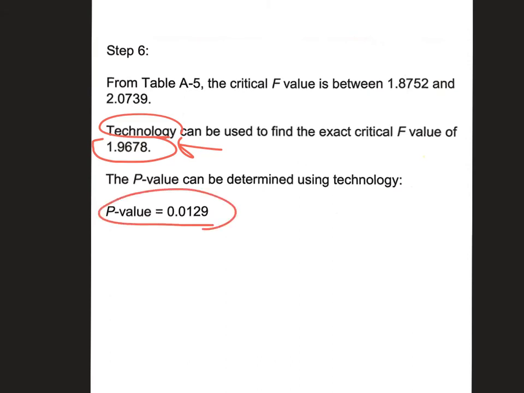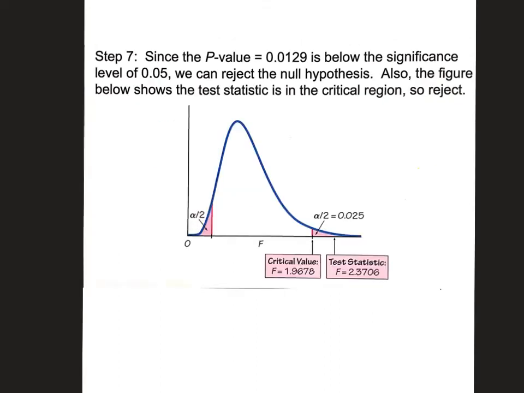Remember, our alpha, our sig level we were using, was 0.05. So our P is lower, which you know what that means. And also this number right here, I think if I remember correctly from the last slide, our F stat was like 2 point something. So that's not quite there. Step 7, since the P value is lower than the sig level, we can reject the null. Also, here's where our test stat was, 2.3706, and our critical value is right here, so it does fall in the rejection zone for sure. And because it falls in the rejection zone, just like always, we reject H0.